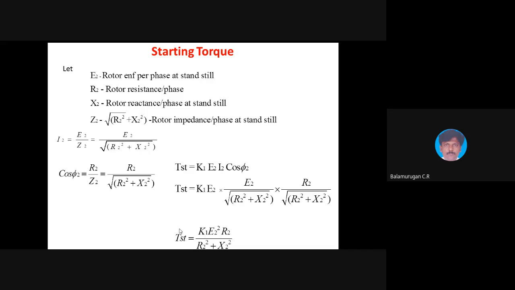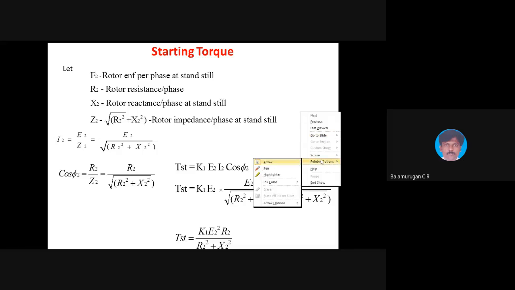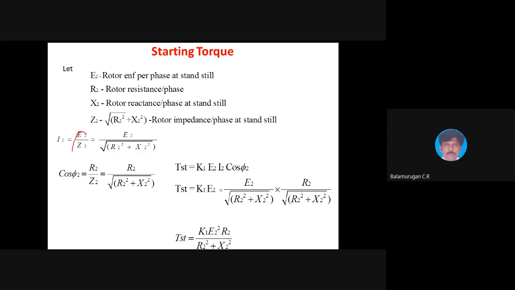And these are the basic formulas for I2 and cos phi 2. You know what is the formula for cos phi? R by Z. And for I, you have E by Z. So you substitute the value. I2 is equal to E2 divided by Z, where you substitute the impedance value, the square root of R2 squared plus X2 squared. And next cos phi 2, you know, R by Z, everything we are representing in terms of rotor. So cos phi 2 is equal to R2 divided by Z2, which is R2 divided by the rotor impedance Z that we already have here.